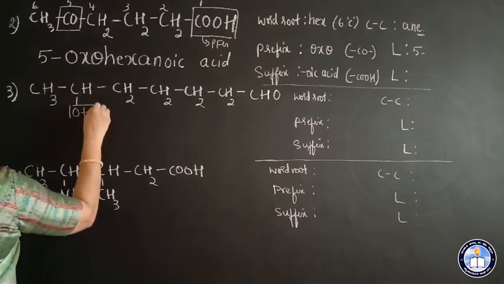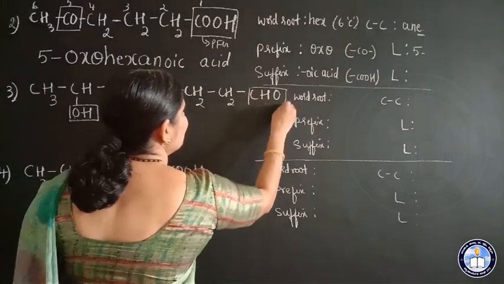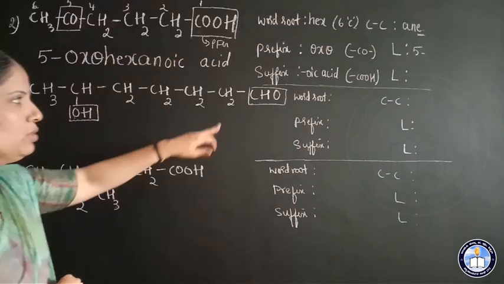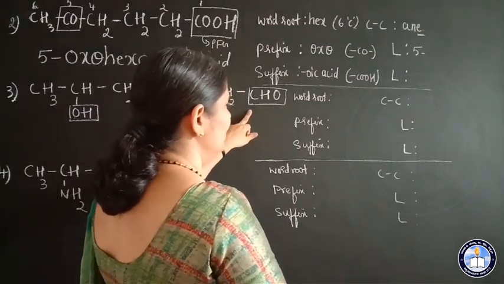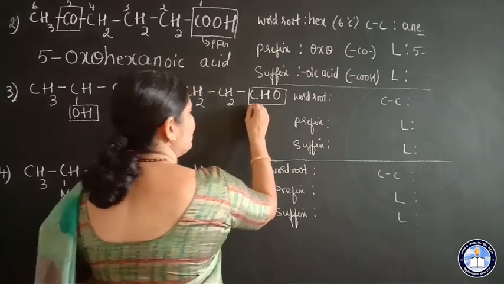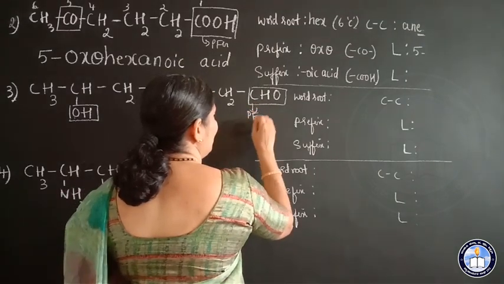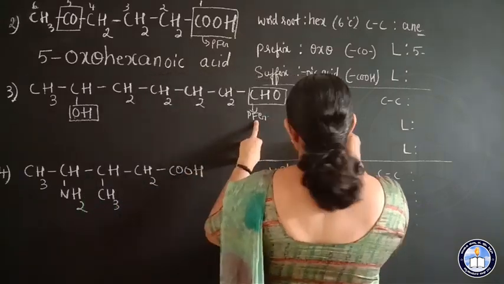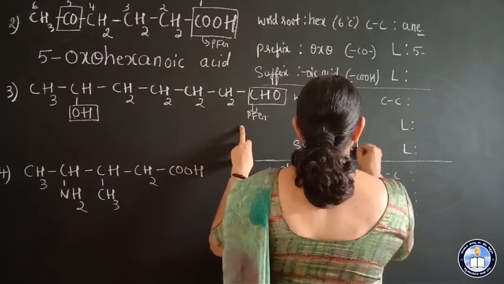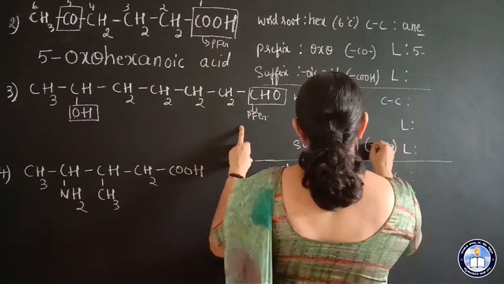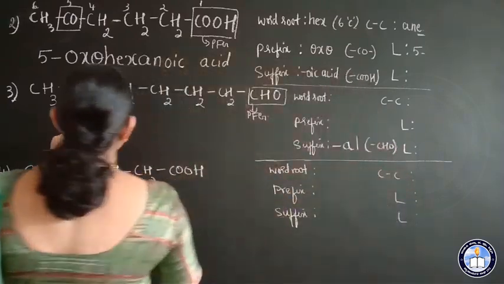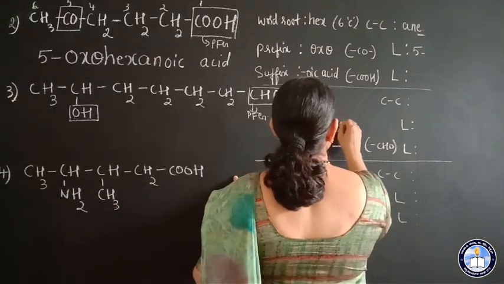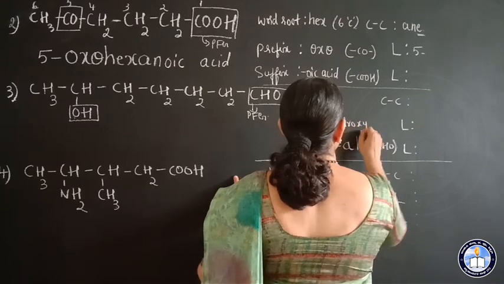Now next, here also you have 2 functional groups, OH and CHO. If you see the priority list, CHO is on the top and OH below. So CHO is the principal functional group, and its name will be the suffix. The suffix for CHO is AL. The OH will be named as a prefix, so hydroxy is the prefix.